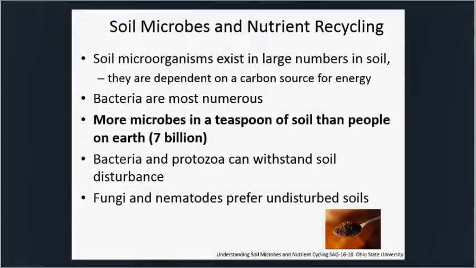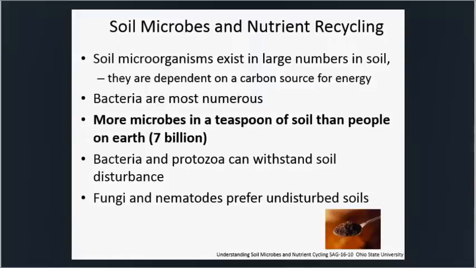Yes, and this was a statement I was talking about, the one that is highlighted here, that in a teaspoon of soil you could have more than 7 billion individuals. That's in a good soil. And so these soil microorganisms, which exist in large numbers in the soil, are dependent on a carbon source for energy, which would be the plants. So there is a very good interaction between these microbes and the plants.